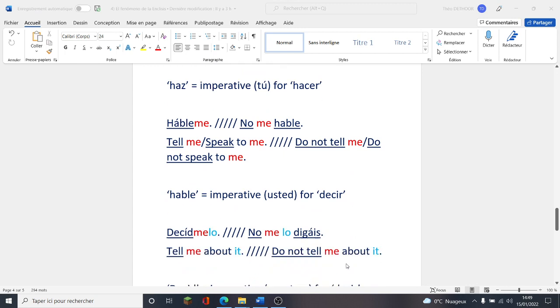Let's talk about the second example, hábleme, which means tell me or speak to me. So once again, you have the same example for an indirect pronoun, which is me in this case, translated by me in Spanish. But if you turn that into the negative form, you don't need to stick the pronoun at the end anymore. No me hable, which means do not tell me or do not speak to me. So basically, I want you to be aware that you need to stick this pronoun at the end in imperative, but only for the affirmative, the positive forms of imperative.